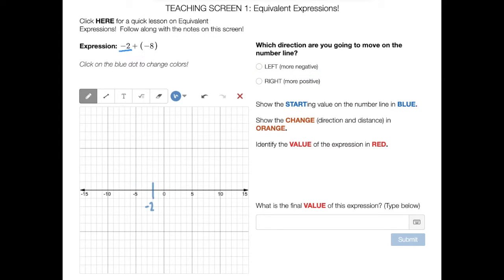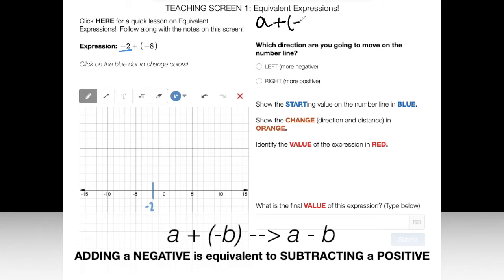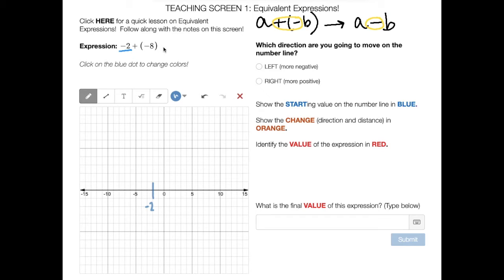So how do we remember that? Well, there's something called an equivalent operation. One of them is that adding a negative number is equivalent to subtracting a positive number. So anytime you see this combination of adding negative, you can rewrite the expression as subtraction. So if I were to take our expression here, -2 plus -8, the starting value doesn't change, but I can change or rewrite my adding a negative to just subtracting a positive.